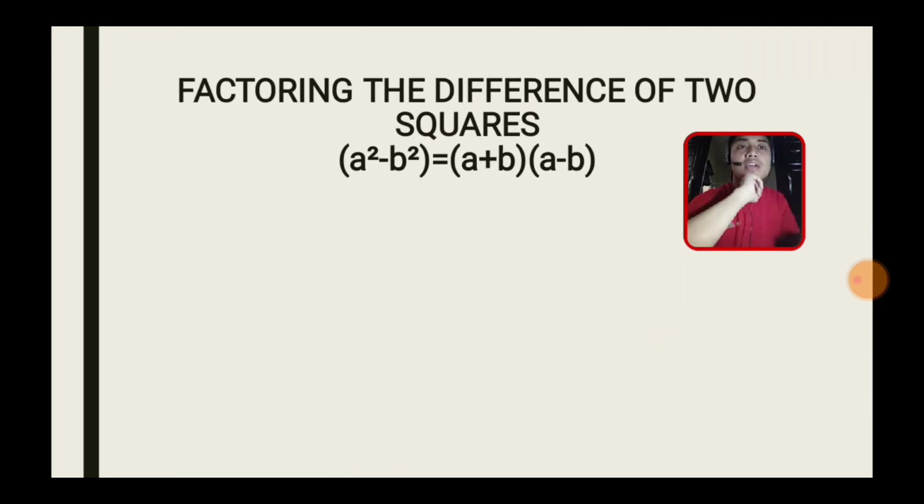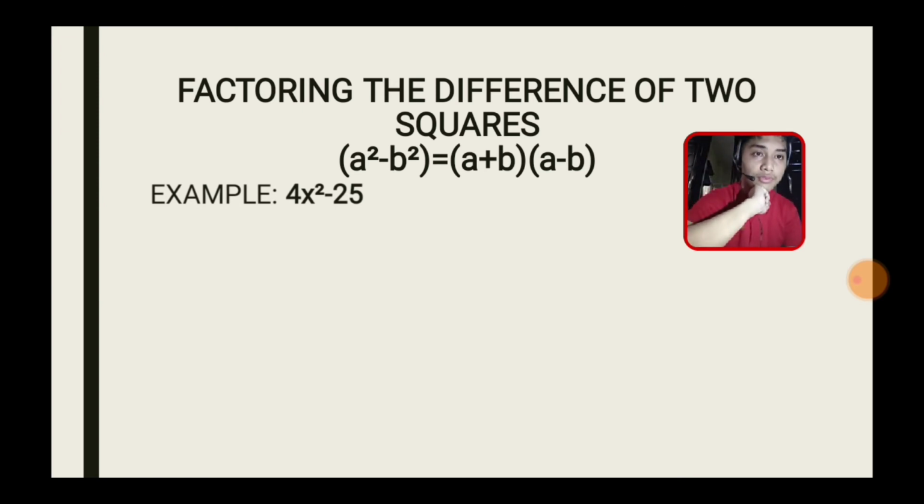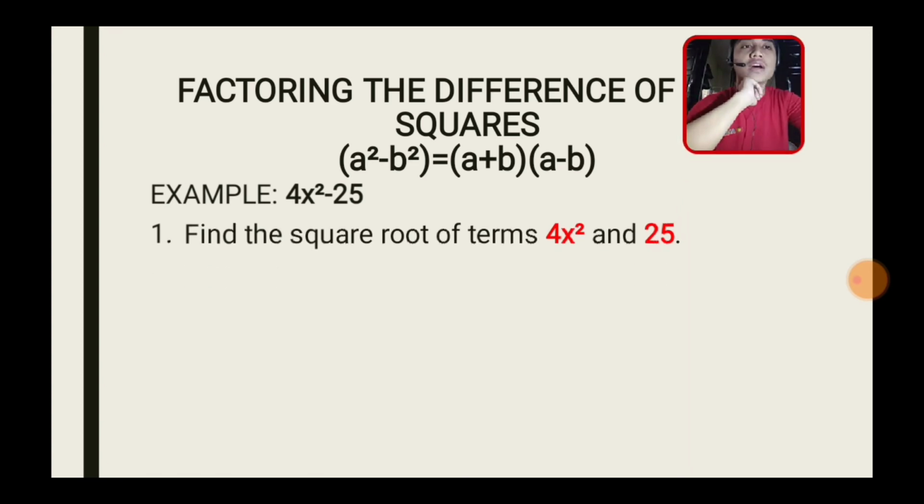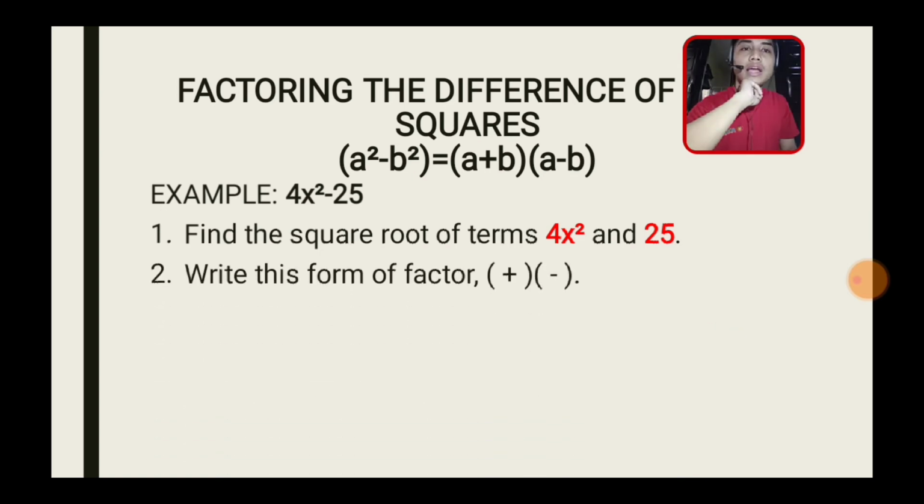So, factoring the difference of two squares. So, this is the formula, the equation. So, we have a squared minus b squared is equal to a plus b times a minus b. So, excuse me. So, we have 4x squared minus 25. So, find the square root of the terms 4x squared and 25. So, next, write this form of factor. So, yan yung gaya dito. Para kapag nagharap kayo ng square root, hindi kayo malilito.